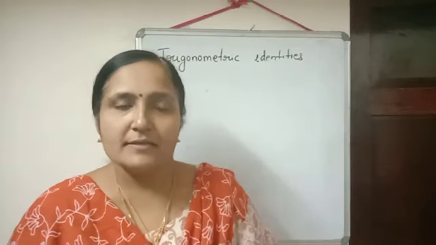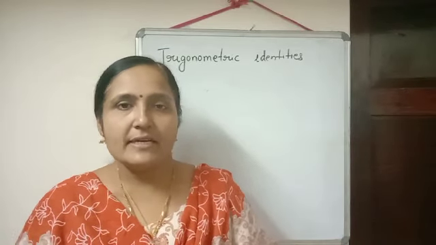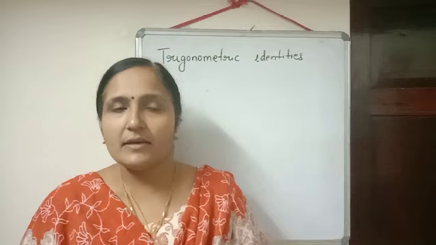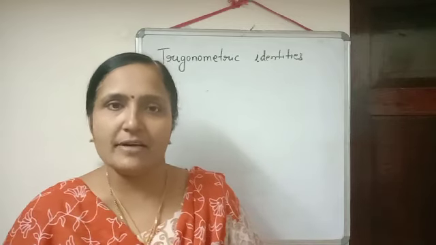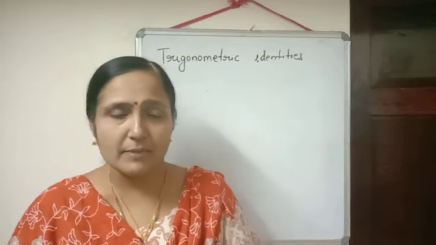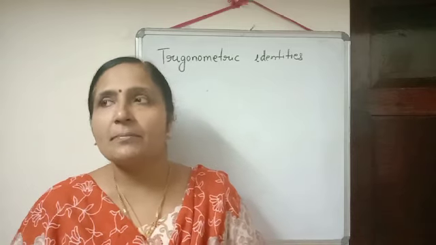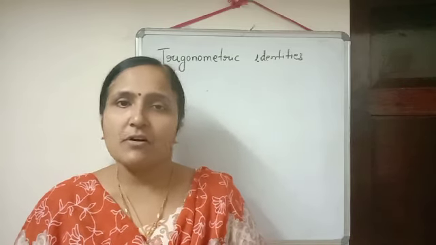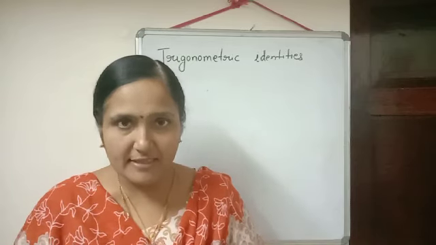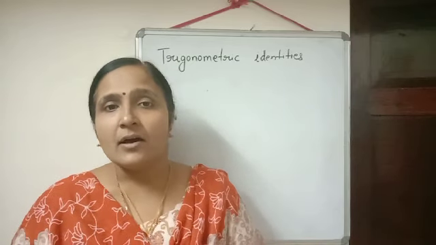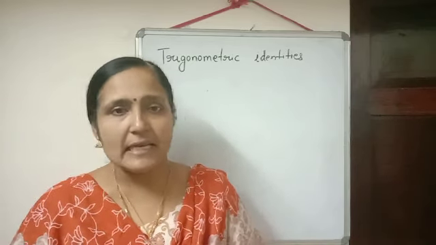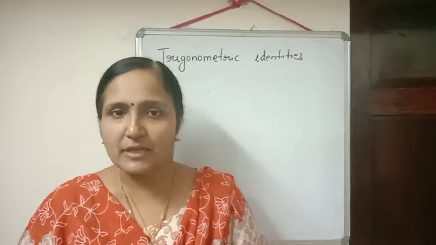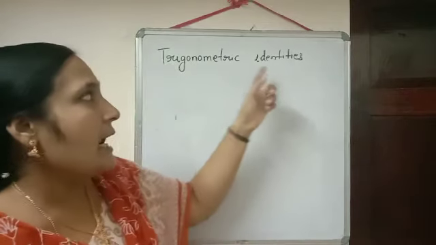Hello my dear students. In the previous class we discussed how to find the trigonometric ratios of different angles, and we did some questions based on that. Your next topic is trigonometric ratios of complementary angles, but for this year that topic is omitted. That topic is deleted. So now we have to study trigonometric identities.